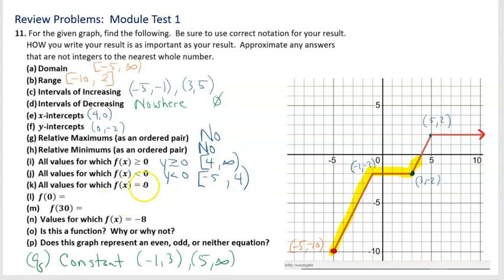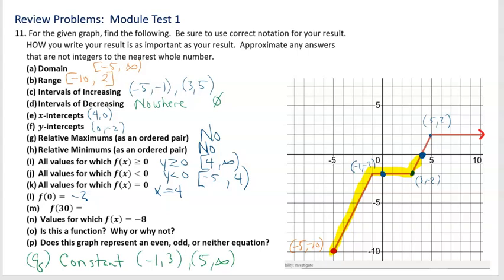And then it asked for where f of x is equal to 0. That's that point we labeled just a minute ago. It's the same as the x-intercept, and that is at x equals 4. f of 0 is when you plug 0 in for your x value and you get -2 for your y value. What's f of 30?